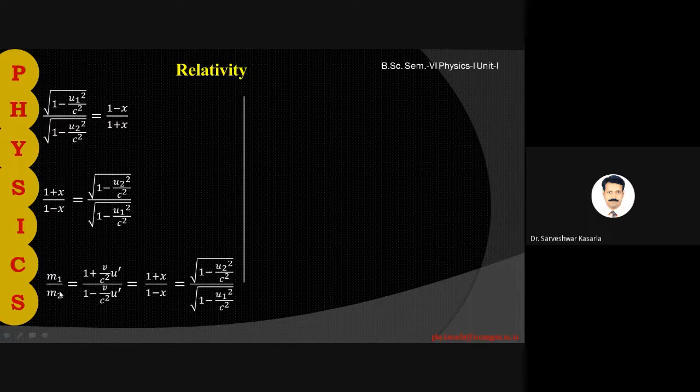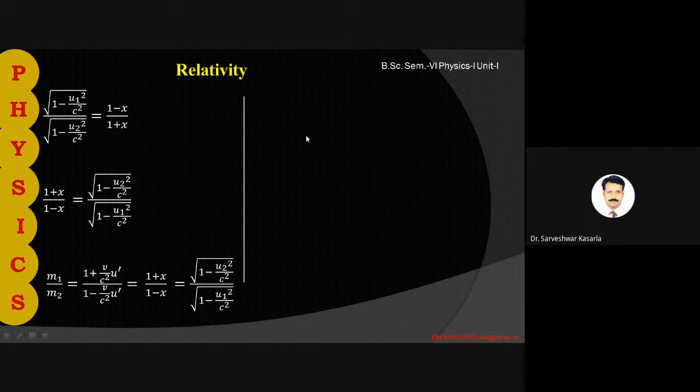like this: m1 upon m2 is equal to (1 plus v upon c square u dash) upon (1 minus v upon c square into u dash). So this we have derived by applying the law of conservation of momentum initially. Now we know that this v upon c square u dash is nothing but x. So m1 upon m2 is equal to (1 plus x) upon (1 minus x), and the value is, from this expression, under root of 1 minus u2 square by c square upon under root of 1 minus u1 square upon c square.